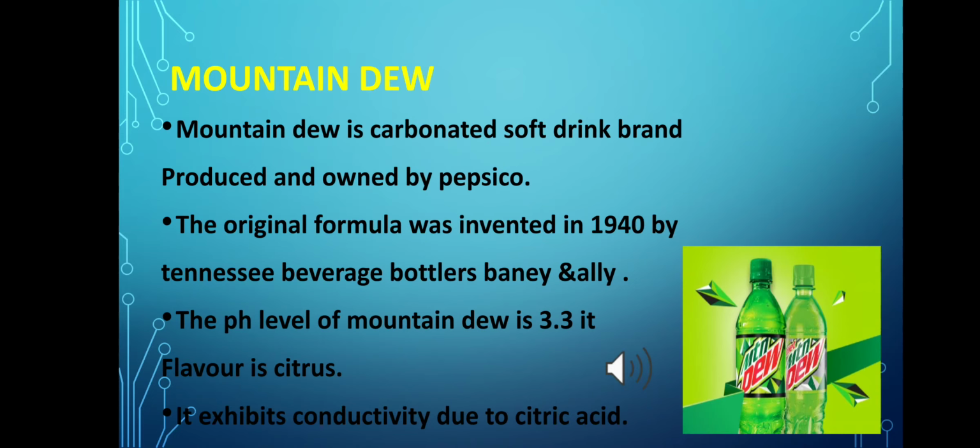This slide describes Mountain Dew. Mountain Dew is a carbonated soft drink brand produced and owned by PepsiCo. The original formula was invented in 1940 by Tennessee beverage bottlers Barney and Ally Hartman. The pH level of Mountain Dew is 3.3. Its flavor is citrus. It exhibits conductivity due to the presence of citric acid.